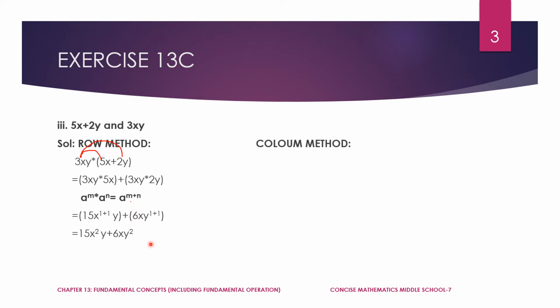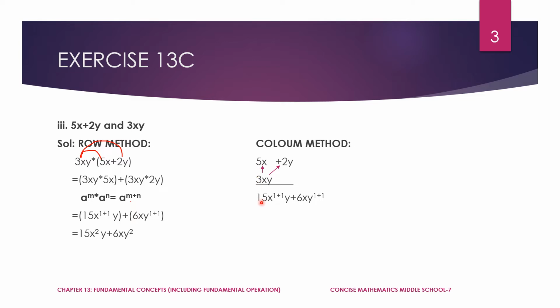Next, let's continue with column method. How to do a multiplication in column method. You can choose whichever you want, whichever you feel easy. Here, I am going to multiply these two expressions. Firstly, we need to multiply 3xy into 5x and again 3xy into 2y. Is it clear? Always start from the left side. If you start from the right side, it may go mistake.